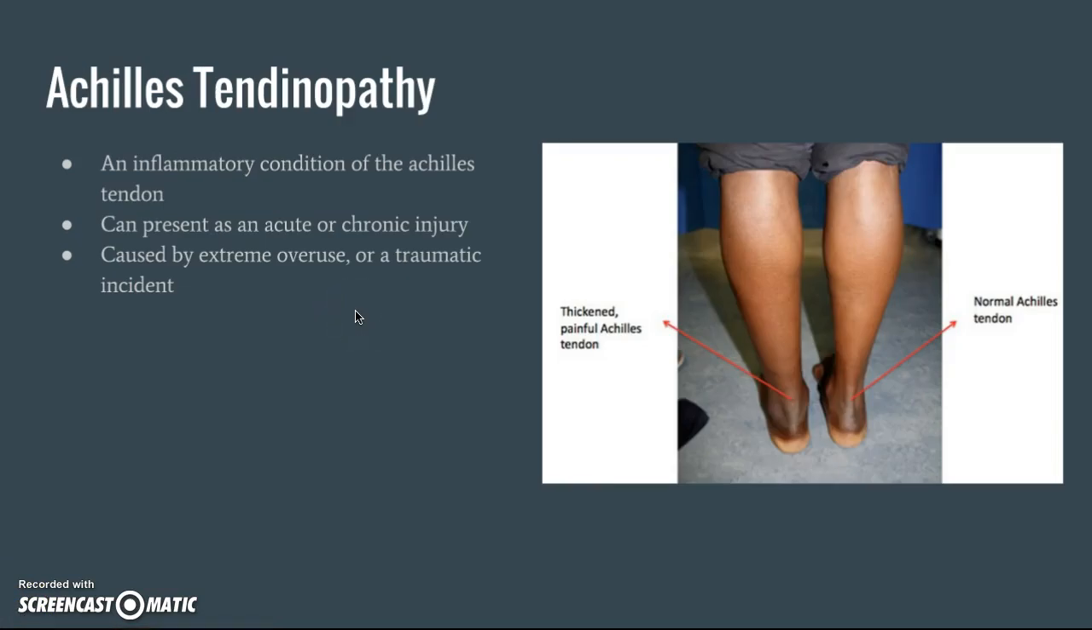The next injury that we're going to look at is Achilles tendinopathy. In the picture to the right, you can see a thickened Achilles tendon in the patient, and it's usually caused from inflammation of the Achilles tendon. It can present as an acute or a chronic injury, but it's usually caused by extreme overuse or a traumatic incident.